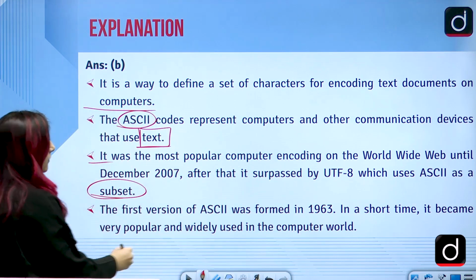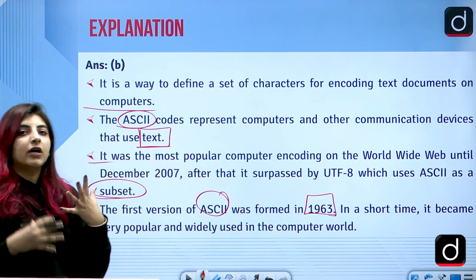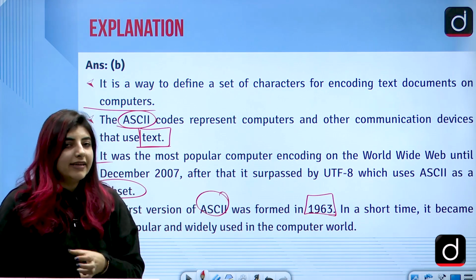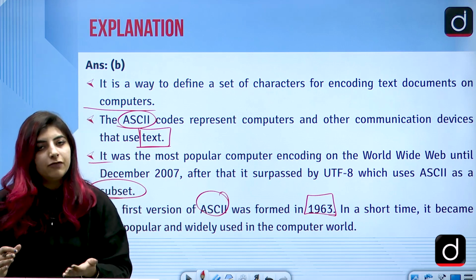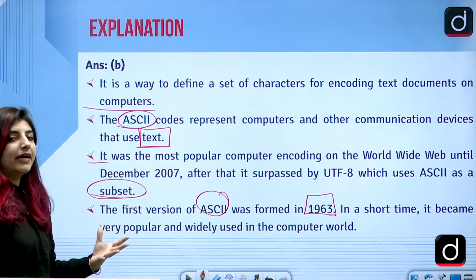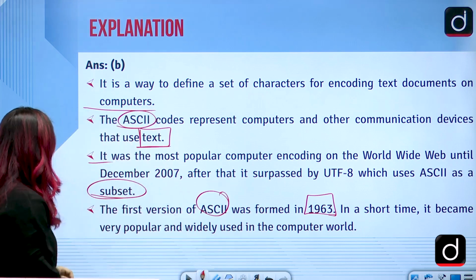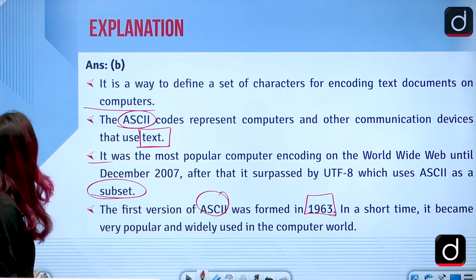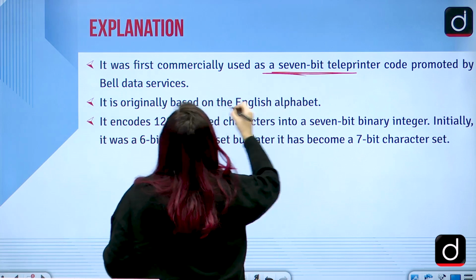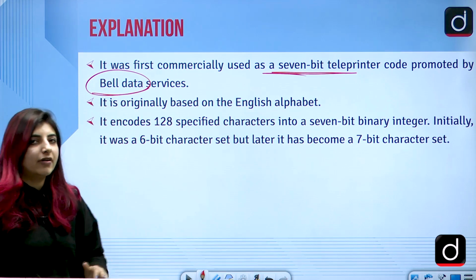Correct? The first version of ASCII was formed in 1963. Sometimes the examiners set the question paper and ask the years, which is very rarely the case, but as we are providing you with so much information which is important from your examination point of view, you should note the dates which are required. So ASCII was formed in 1963. In a short time, it became very popular and was used in the computer world. It was first commercially used as a 7-bit teleprinter code promoted by Bell Data Services. Just a small factual piece of information, no need to write that.